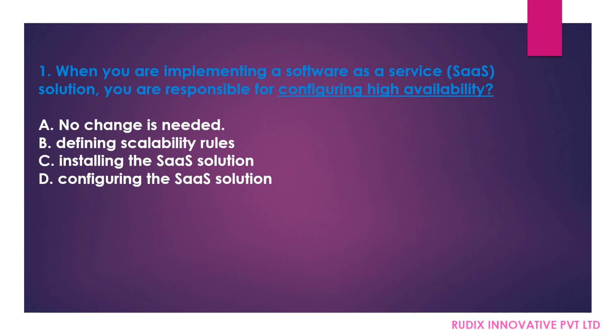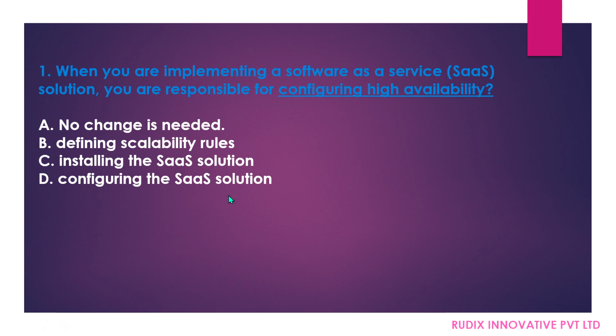First question. When you are implementing a software as a service solution, you are responsible for configuring high availability. So the question is, when we are implementing a software as a service solution, what are the responsibilities for configuring high availability? It is a basic question. They have given options: no change is needed, defining scalability rules, installing the SaaS solution, configuring the SaaS solution.